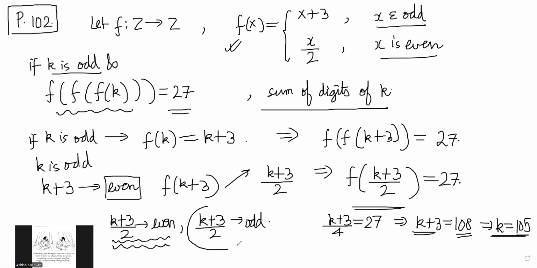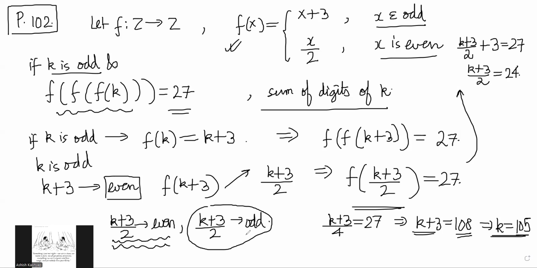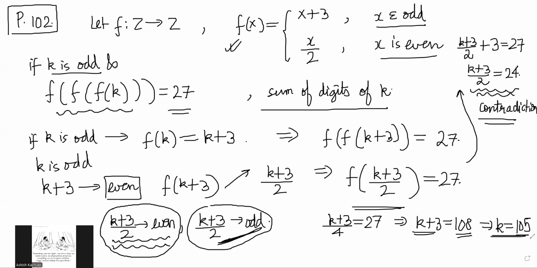From the other condition, if k plus 3 by 2 was odd, f of k plus 3 by 2 would be simply k plus 3 by 2 plus 3 is equal to 27. So you are getting k plus 3 by 2 is equal to 24, but k plus 3 by 2 was supposed to be odd, so it cannot be 24. So this is a contradiction at this step, right? So the only possibility for us is the even choice of k plus 3 by 2, and we got the value of k as 105 from there. So the sum of the digits of k is going to be 1 plus 0 plus 5, which is 6. So that finishes off this problem.